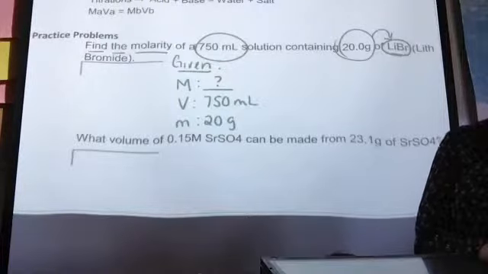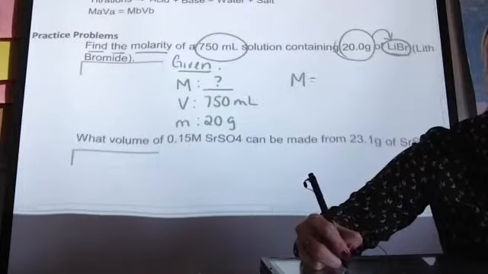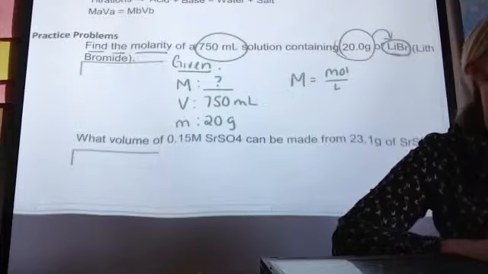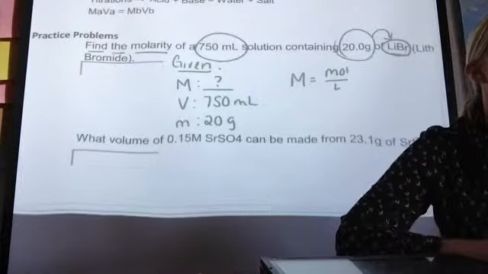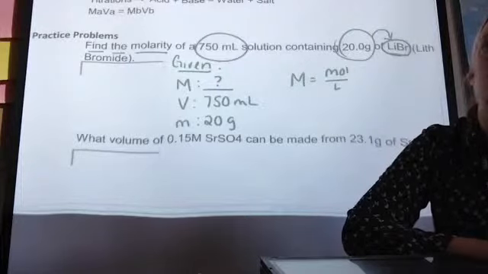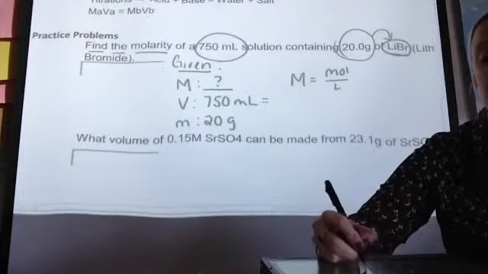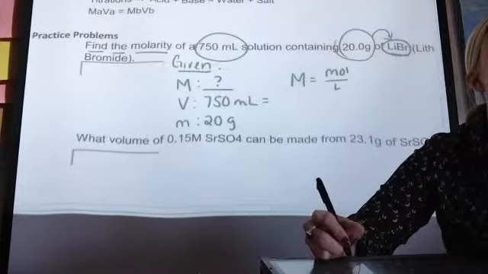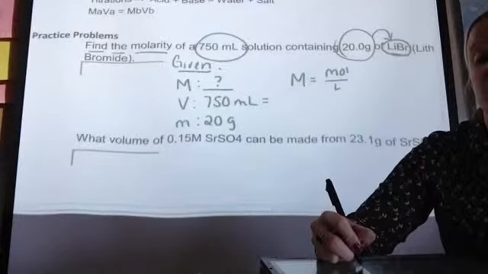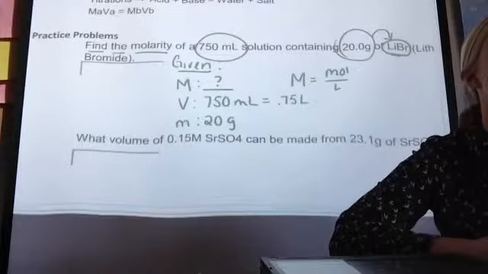Now I have to figure out which equation I'm using. The equation for molarity is molarity equals moles over liters. That's the equation I have to use. So now I have to convert everything it gives me into the appropriate units. 750 milliliters, there's 1,000 milliliters in 1 liter, so I'm dividing by 1,000. So 750 milliliters is 0.75 liters.